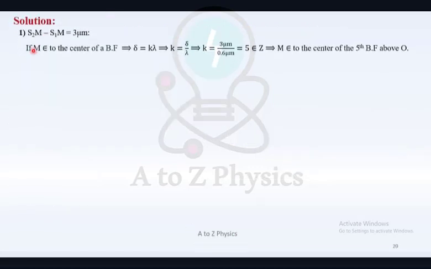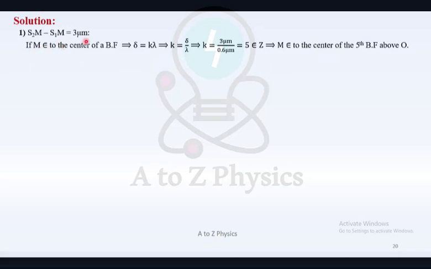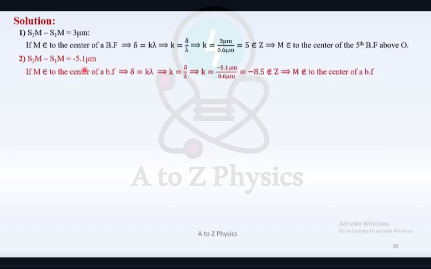Part 1. S2M minus S1M equal 3 micrometer. If M belongs to the center of a bright fringe, then delta should be equal to k lambda. So k equal to delta over lambda. Substituting delta and lambda, we get k equal to 5. k belongs to Z, so M belongs to the center of the fifth bright fringe above O.